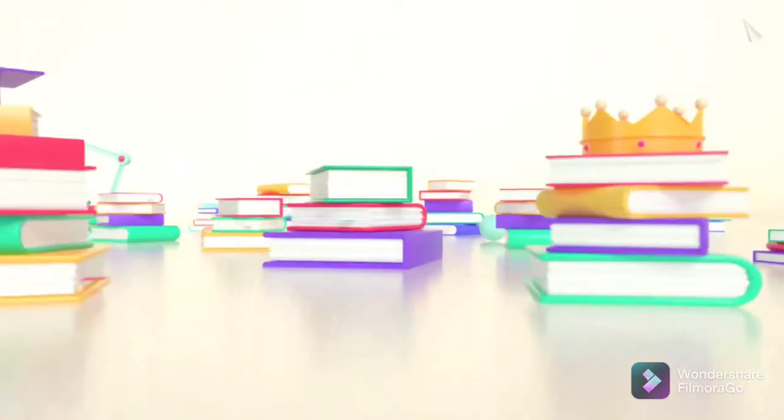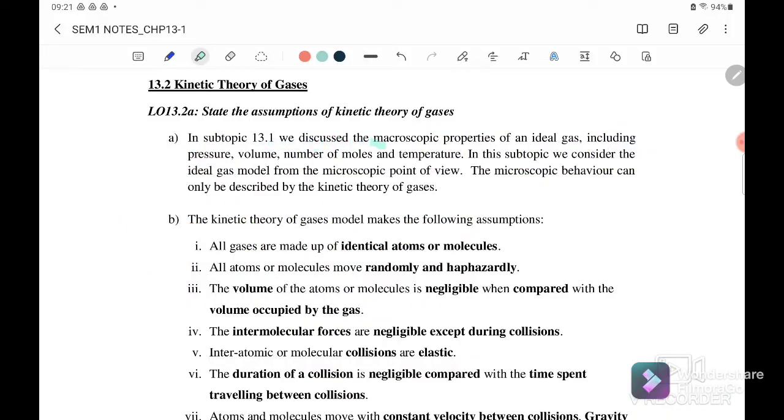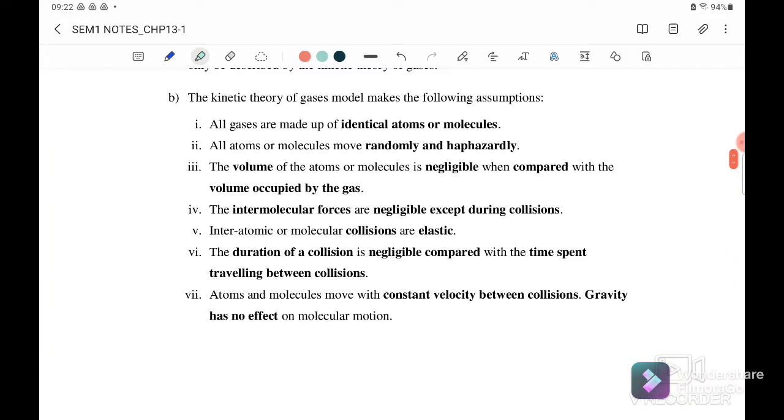Today we will continue with chapter 13, and for this video we will discuss 13.2, kinetic theory of gas. In subtopic 13.1, we already discussed the macroscopic properties of the ideal gas, including the pressure, volume, number of moles, and temperature. So in this subtopic, we consider the ideal gas model from the microscopic point of view. The microscopic behavior can only be described by the kinetic theory of gases. These are the kinetic theory of gases model's assumptions.